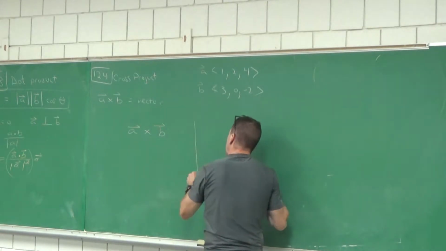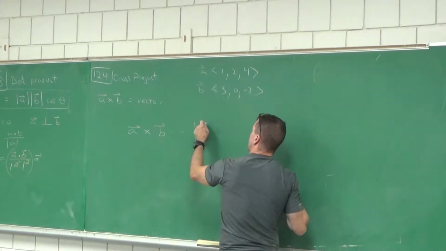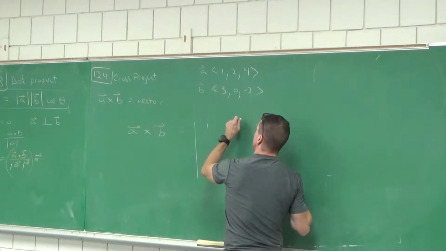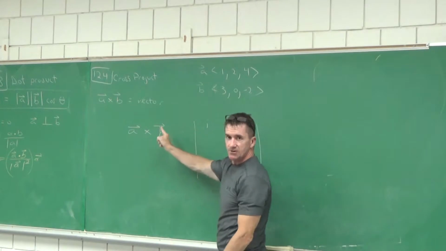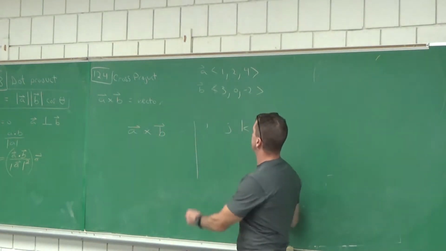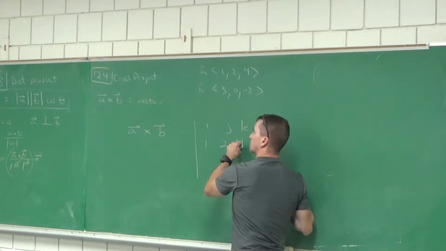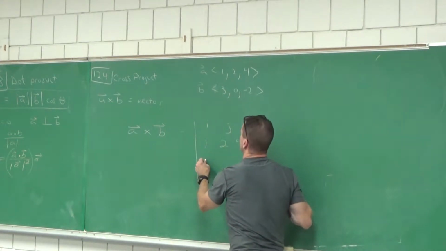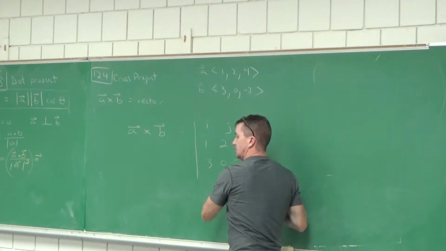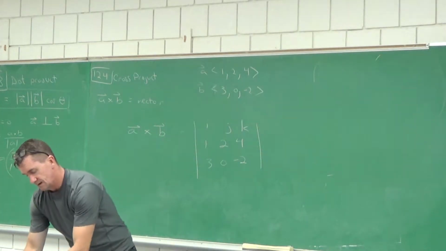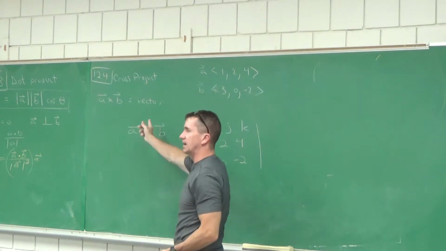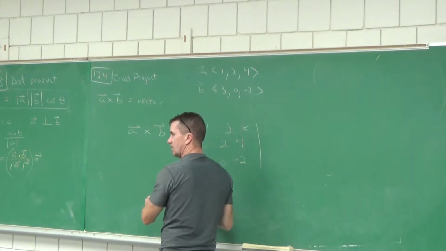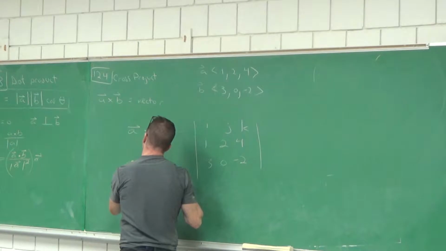I'm going to write a matrix like this. We're going to find the determinant with i, j, k in the top row. Because it's A cross B, I'm going to list vector A here: 1, 2, 4. And then I'm going to put vector B here. You'll see this on my formula sheet: the determinant of this matrix will be vector A cross B.